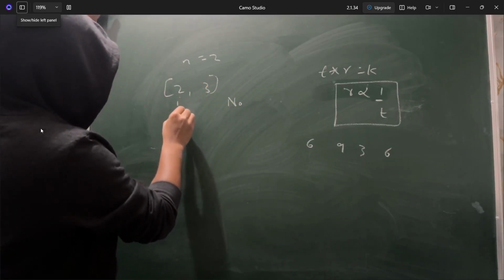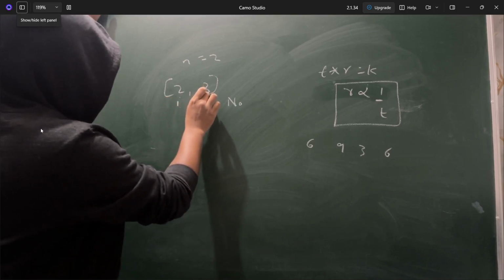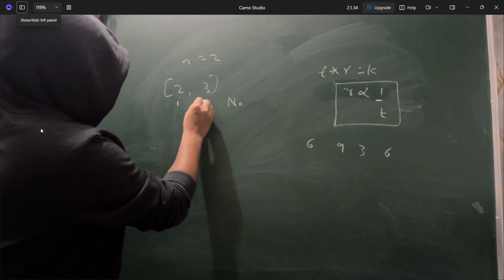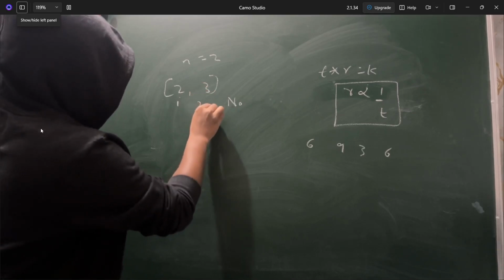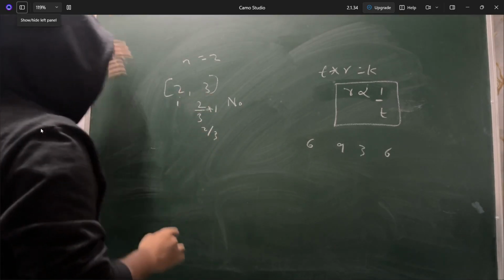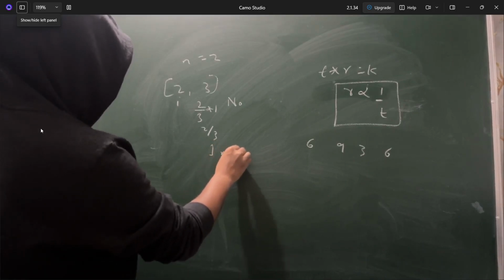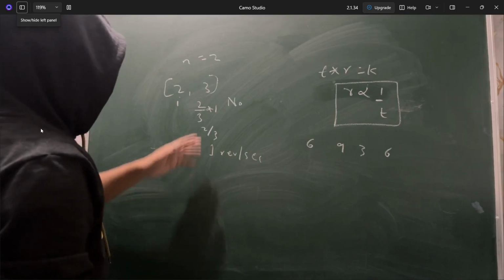Let's say this is the arrangement that you're doing. This is rotating at 1 speed. Now its speed will be given by the previous teeth over current teeth into the previous speed 1. So it is rotating at 2/3. So the last one is not rotating at 1 revolution per second. So in this case, no is the answer.